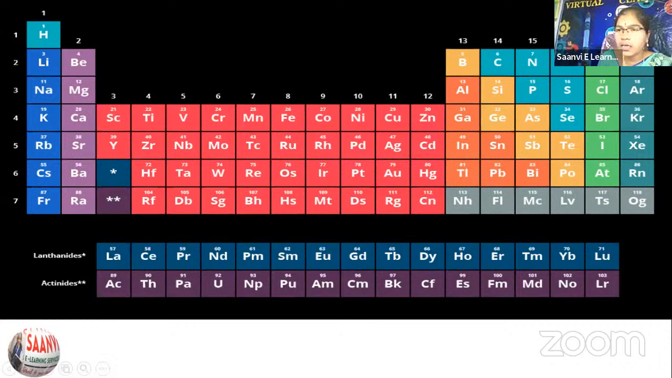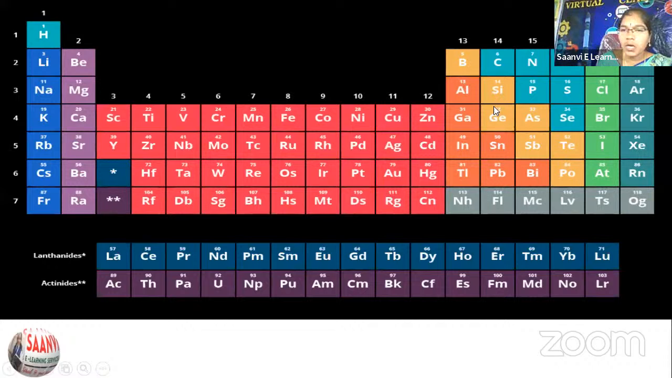These are salts. See here, D block elements are all metals. The 18th group elements are noble gases. And the 17th group are salts. And in the 16th group, here carbon, nitrogen, oxygen, phosphorus, sulfur, these elements are all non-metals.